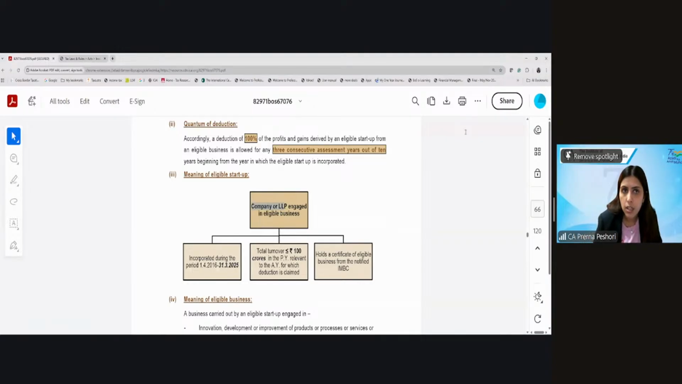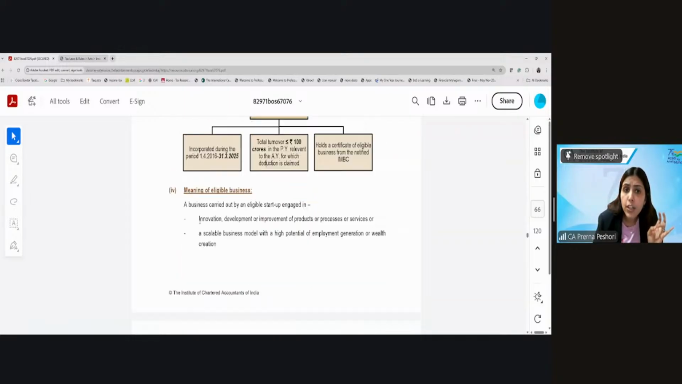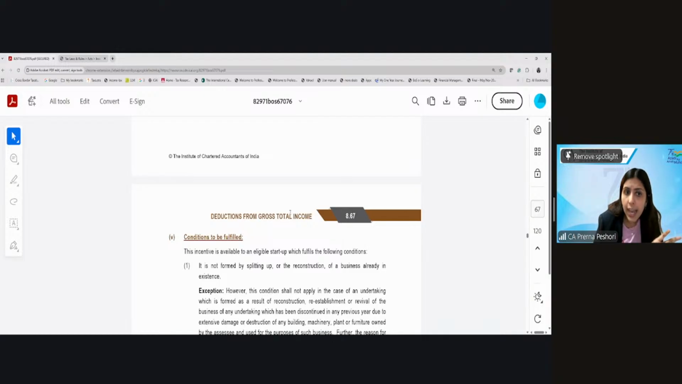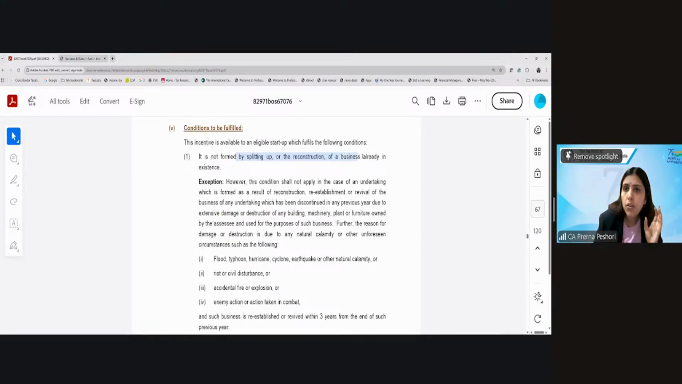Partnership is not included. Company or LLP whose turnover is less than or equal to 100 crores in the year in which deduction is claimed and holds a certificate of startup and is engaged in the business of innovation, development, improvement of product or process or service, or a scalable business model with a high potential of employment generation or wealth. And it is not formed by splitting up or reconstruction of existing business. It should be a new business. It should not be a buyout of an existing business.